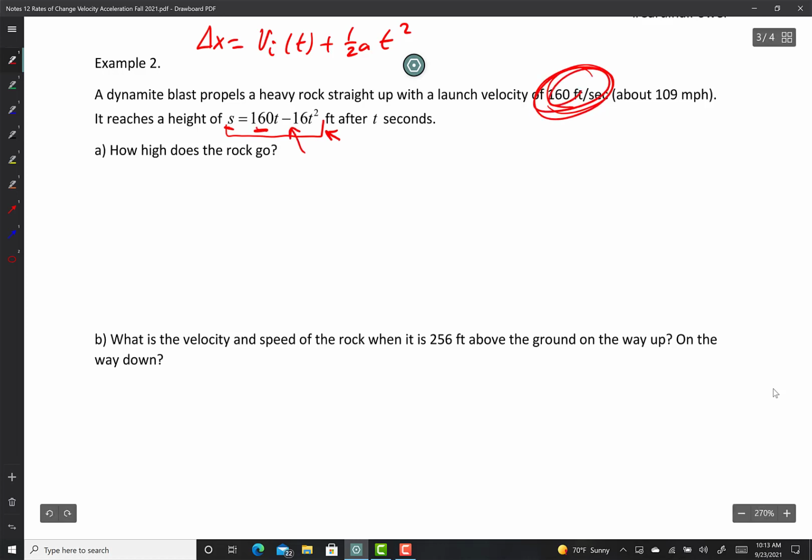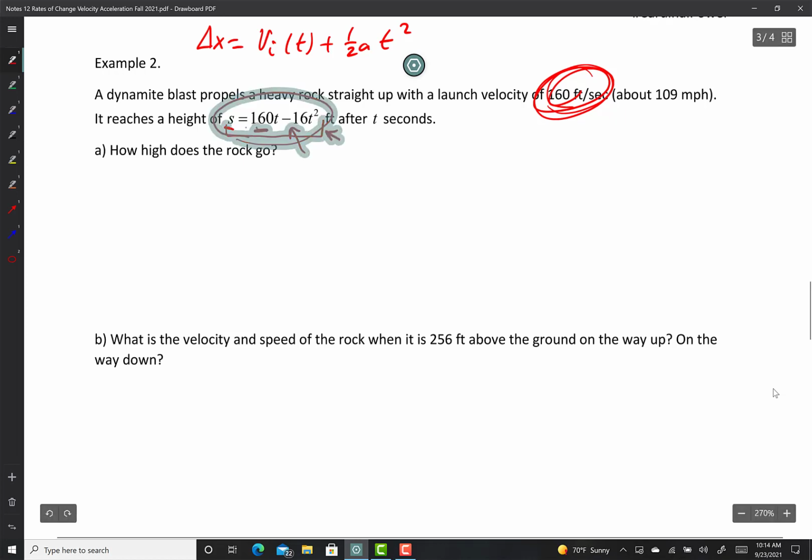And then why is there a negative instead of a plus? Because acceleration due to gravity is going in the opposite direction. So we're using 32 feet per second per second. Half of 32 is 16. So there it is. This equation did not just magically appear. It was derived from just the laws of motion. Cool or not cool? Cool.